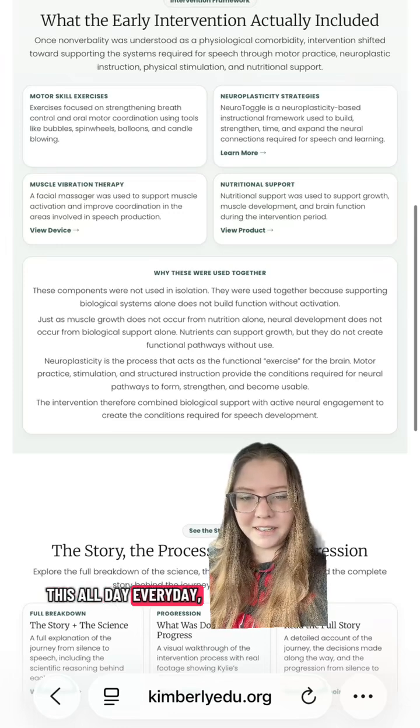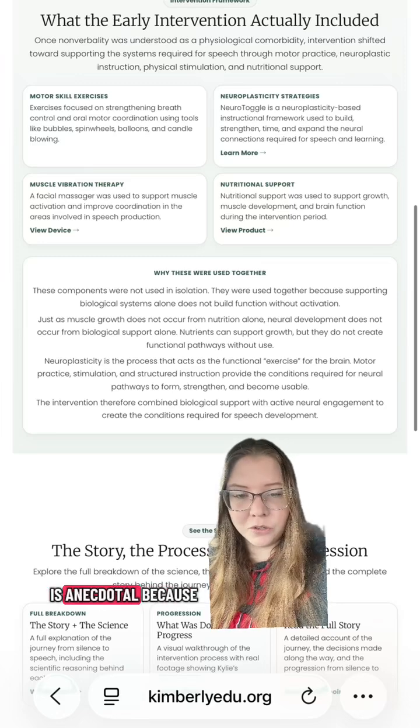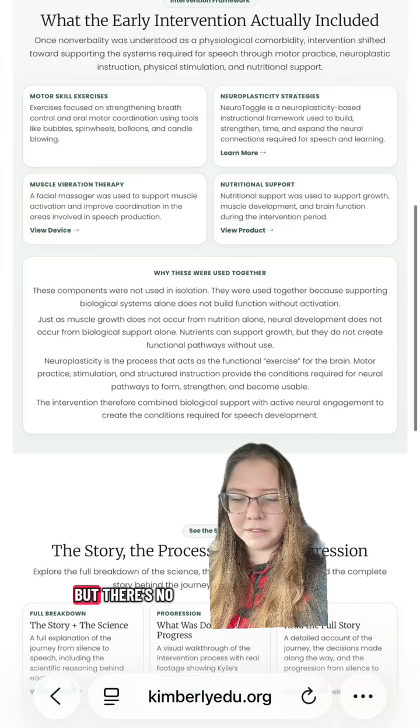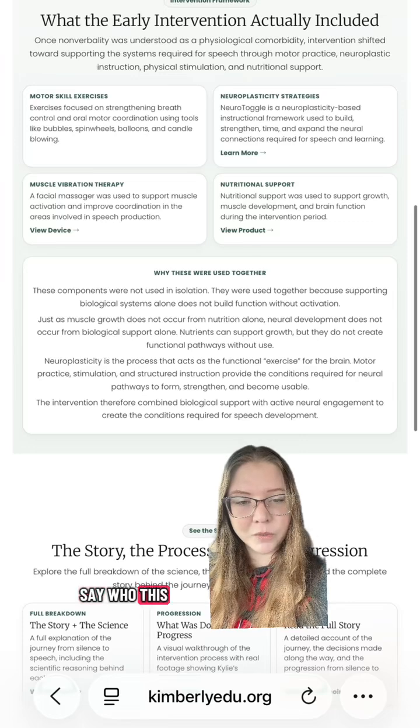So I stayed at home with my daughter for years, and I worked with her on this all day, every day, and I was not sure if it would work. Our story is anecdotal because of that. I have had parents reach out and say that they've had success with this method, but there's no research formally done on it, so there is no way to say who this will or won't work for.